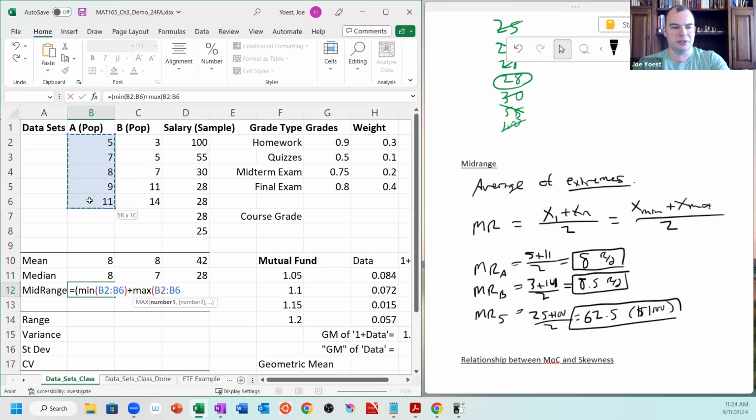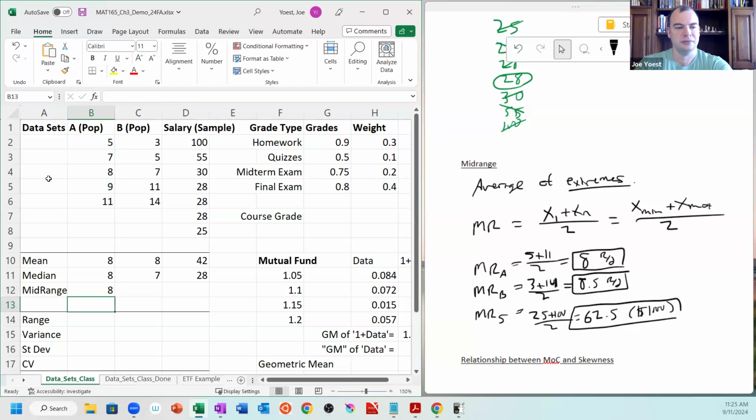I want the maximum of this data set as well. I close my parentheses on the maximum, and then I close my parentheses overall. When I do that, I should see the black one at the beginning flash as well, indicating that I've closed off all my parentheses. I've isolated my numerator, and then just divide by 2. And that gives me 8 again, which was my mid-range for Ashley. That looks good.